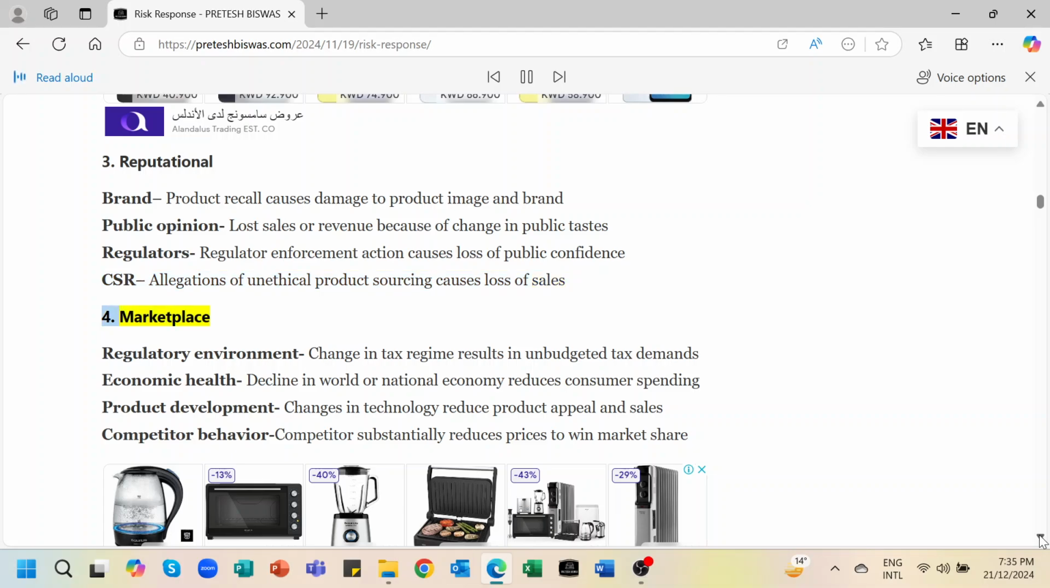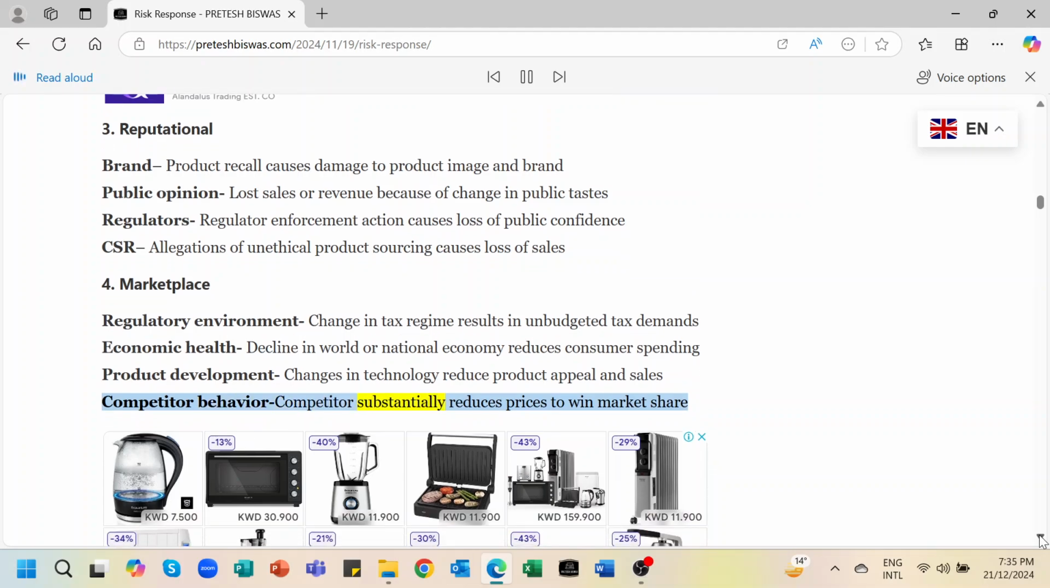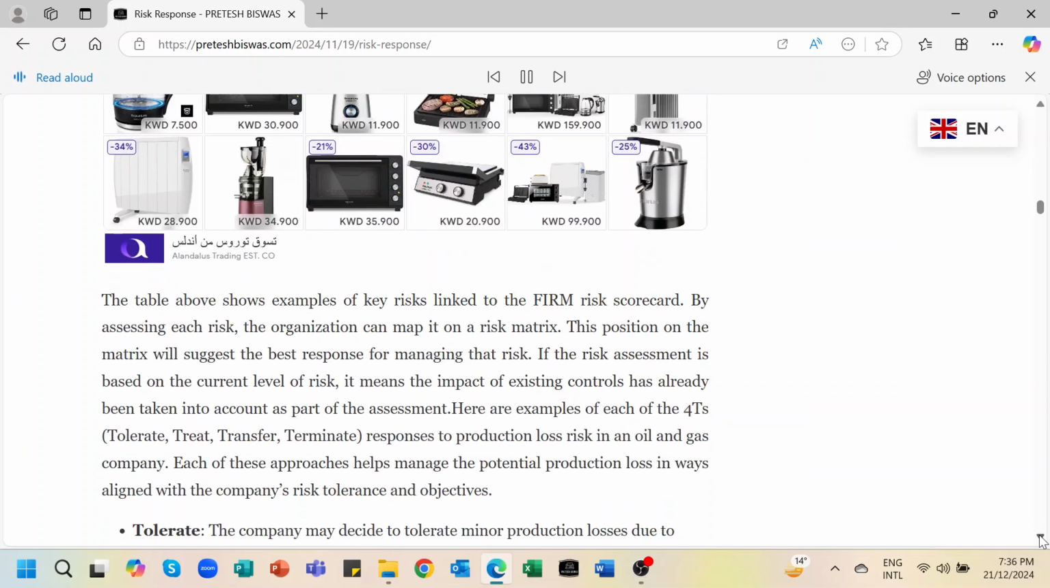4. Marketplace. Regulatory environment: change in tax regime results in unbudgeted tax demands. Economic health: decline in world or national economy reduces consumer spending. Product development: changes in technology reduce product appeal and sales. Competitor behavior: competitor substantially reduces prices to win market share.